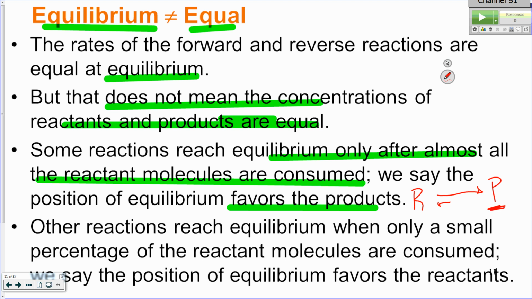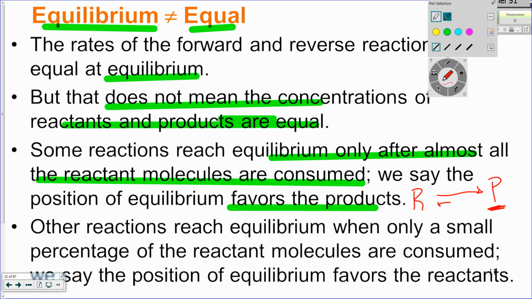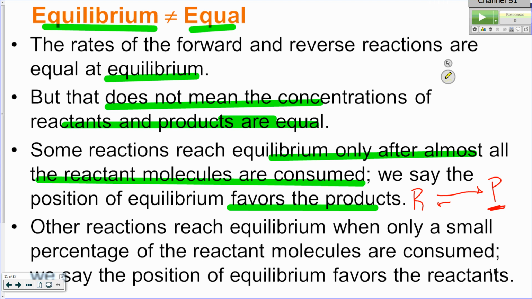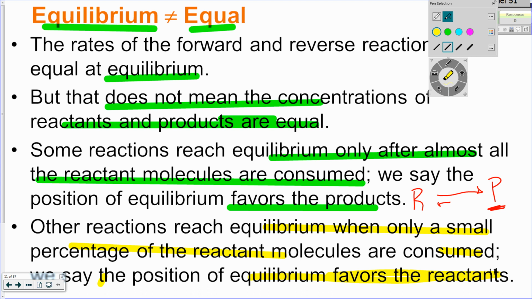And there are going to be other examples where you have reactions where the reverse is true. You're going to have systems where only a small percentage of the reactants are consumed in the equilibrium, and the equilibrium favors the reactants in the system. So now if we looked at that type of problem, it would be reactants and products, and the reactants are favored, and it's not going forward very much at all.